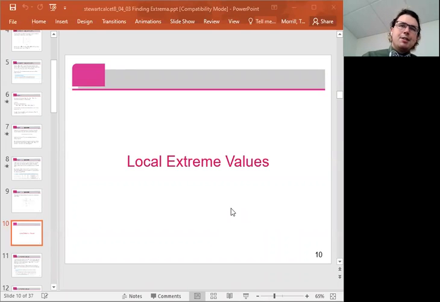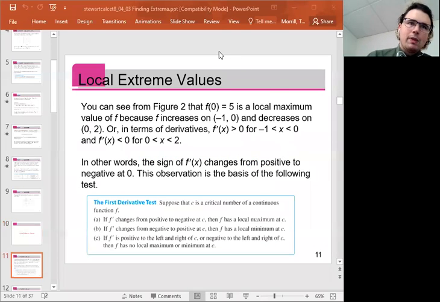Now, let's start to look for these local extreme values. Let's look for these local minimums and local maximums. So in general, we would call these extreme values, or if you want to get Latin about it, we might call them extrema. So how do we find these things?